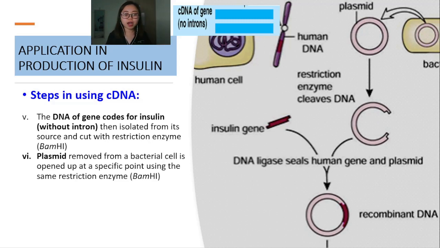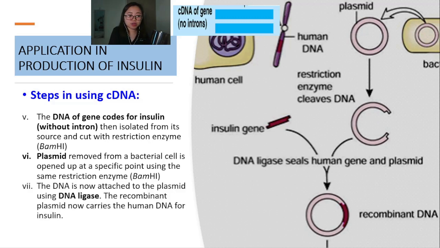And then we are going to remove plasmid from a bacterial cell. Okay, we take the plasmid and then it is opened up at a specific point using the same restriction enzyme. So in here, I will have my plasmid. Ada plasmid di dalam. Saya potong dengan restriction enzyme yang sama. Okay, so mix, mix, mix. The enzyme is going to cut the plasmid inside.